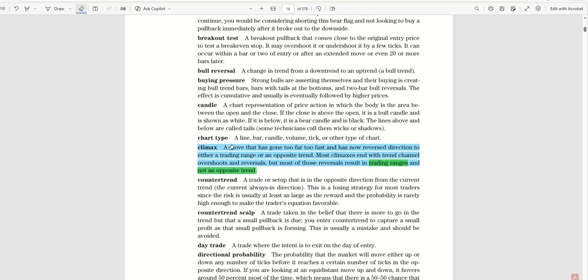Look at this. This is a Climax candle. You can see a move that has gone too far too fast and has now reversed direction to either a trading range or an opposite trend. Most Climax end with trend channels, overshoots and reversals, but most of those reversals result in trading ranges and not an opposite trend. In other words, most Climax candles do not go anywhere. They just end up giving you a trading range, and if you chase them, you're not going to get anything.